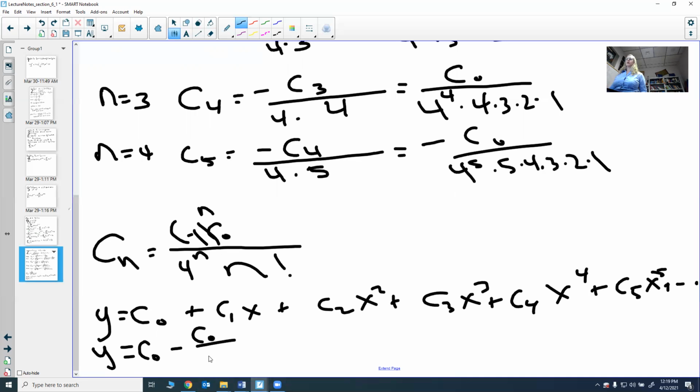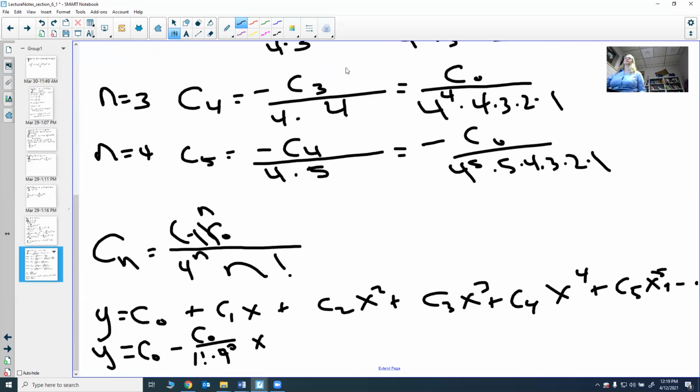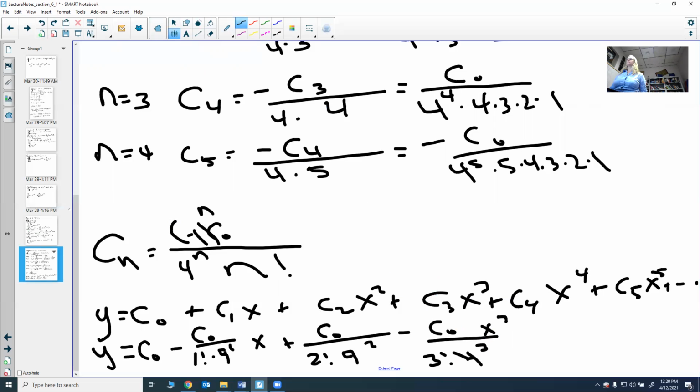C1 was negative C0 over 1 factorial times 4 to, there is no 4, so it must be 4 to the 0. X to the, wait, sorry, there was a 4 in that first one. There is a 4 and it is to the first power. So we have a 4 to the 1. Then we're going to have plus C2 was C0 over 2 factorial times 4 squared, plus C3 was negative C0, so it's not plus anymore, it's minus. Minus C0 over 3 factorial, 4 to the 3, all times x cubed. Forgot my x squared here.